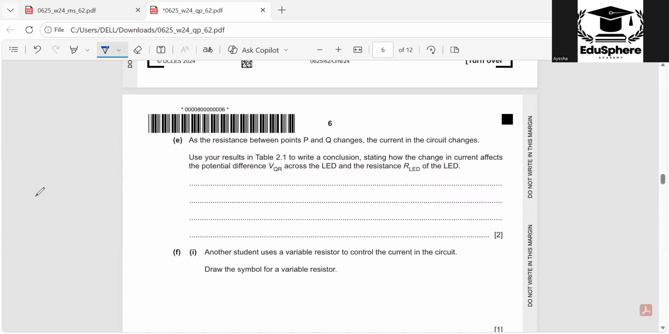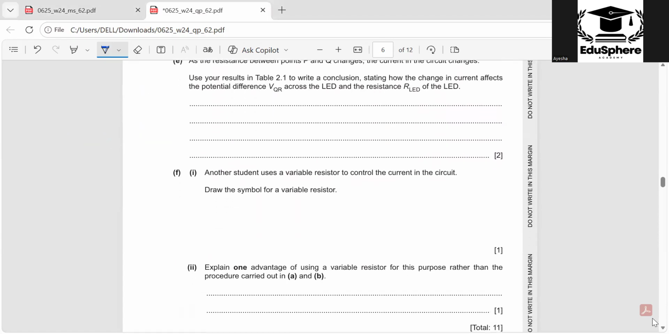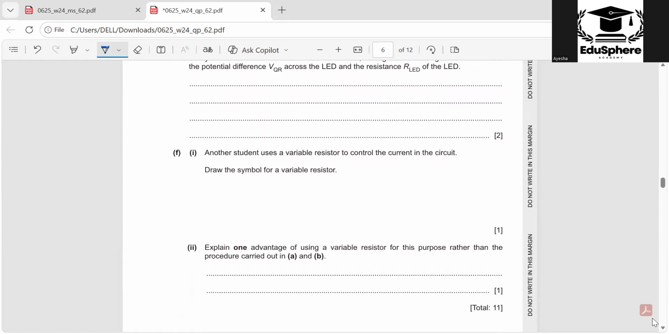Okay. Now moving on to another question: a student uses the variable resistor to control the current in the circuit. Draw the symbol for the variable resistor. Now it's very obvious that you have to use the correct symbol. Mostly the students make this mistake, that they are not making a perfect symbol. The perfect symbol should look like this one, where you make 2 lines here. So please try to learn all the symbols if you want to excel in this.